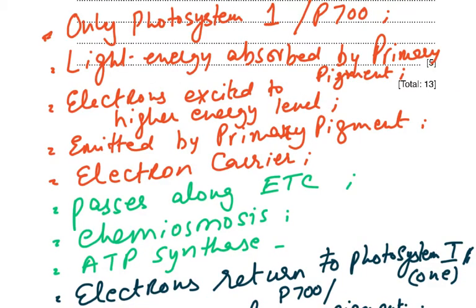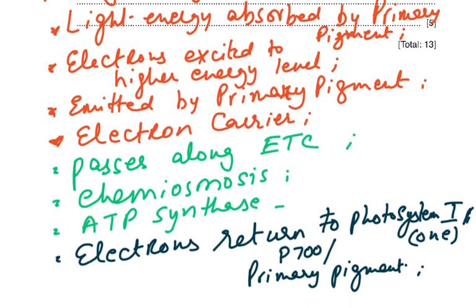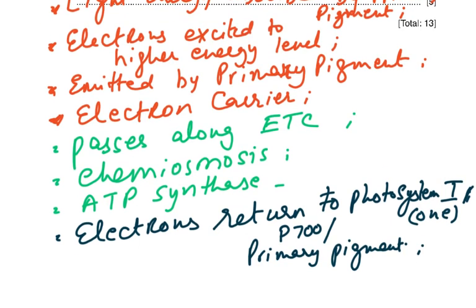Only photosystem 1, light energy absorbed by primary pigment, electrons excited to a higher energy level, emitted by the primary pigment, goes through the electron carrier, passes along, etc. Chemiosmosis takes place, and then ATP synthase is involved, and all the hydrogen ions are pumped through the ATP synthase, and electrons return to photosystem 1, or if you said P700, or if you said primary pigment.